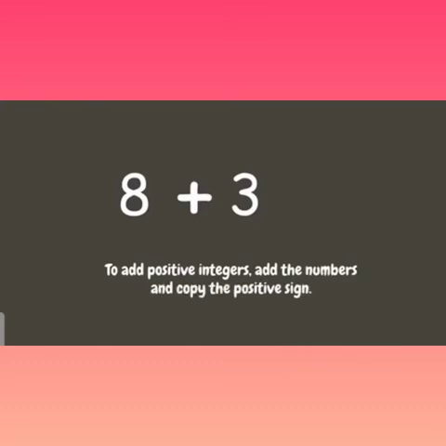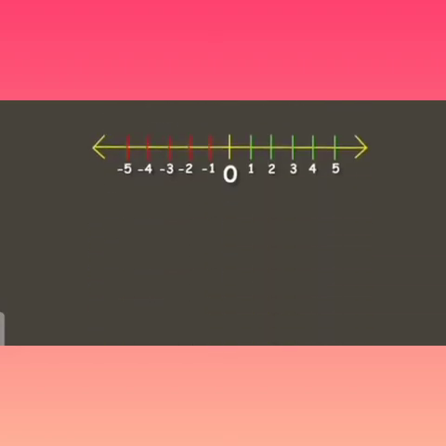Plus positive 3. Let us try to solve this without using number lines and counters. Do you have any idea? Yes, you are correct. As we can see, they are both positive numbers. And we have to remember that when we are adding positive integers, we are just simply going to add the numbers and copy the positive sign. Therefore, 8 plus 3 is 11. Since it's positive, we may or may not write the positive sign. Great job!